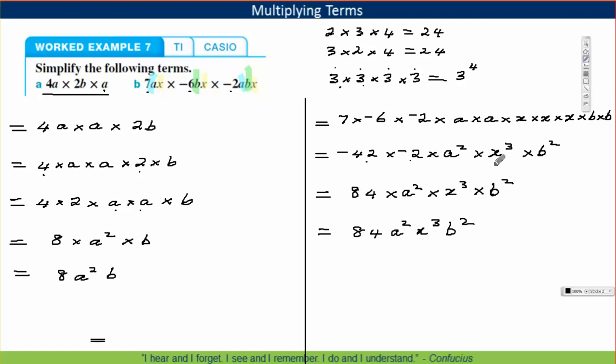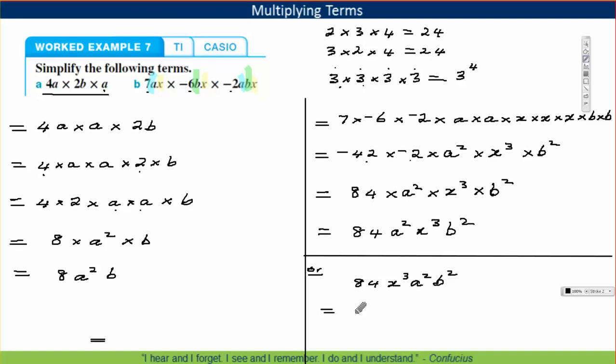Just one small point, the order in which you write your final answer is not really that important. So you could have written also your answer is 84 x cubed a squared b squared. Actually, I suspect a lot of people will write these alphabetically, so you might see it written as a squared b squared, or like the smaller powers first and then the larger power later. So people write it as a squared, b squared, x cubed.